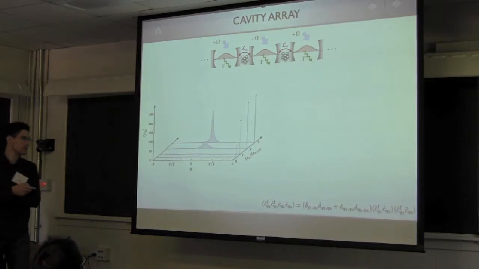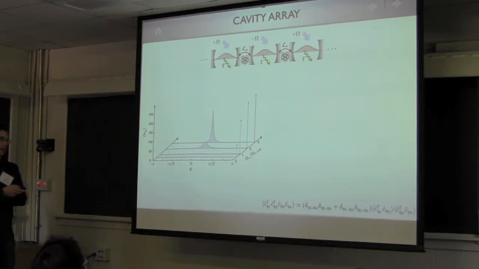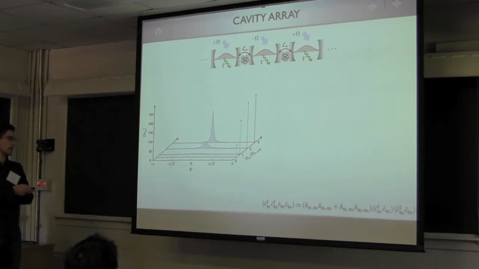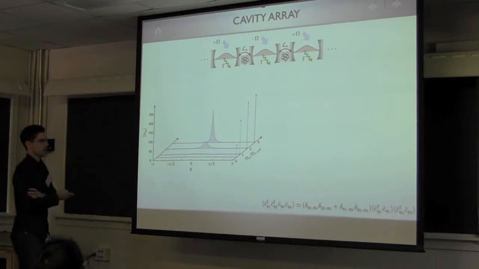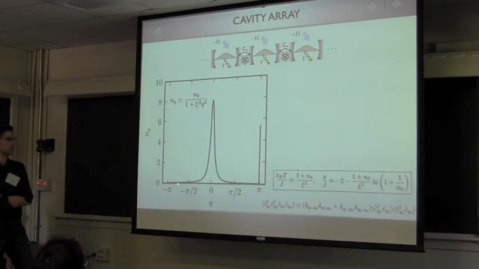So once again, what is the physics? One can solve this cavity array under a better approximation, namely a Hartree-Fock approximation. Here I'm plotting the mode occupation as a function of momentum and as a function of the cavity drive on the Q equals pi mode. For small drivings, I don't see this phenomenon of condensation into the zero momentum mode, and as I increase the drive, there is some critical value at which photons start to condense around Q equals zero with a specific width, which in the steady state takes this Lorentzian form.